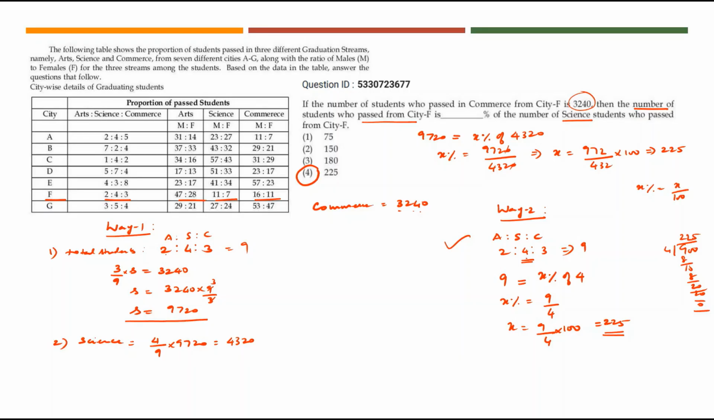So we are bringing the 100 to this side as numerator. 9 divided by 4 into 100 will give you 225. We have come to the same answer. So instead of working all these ways, you can just finish the work with the proportion that is available.